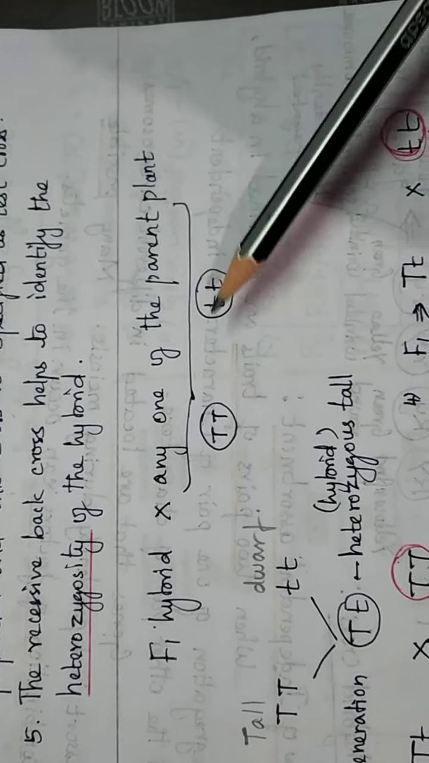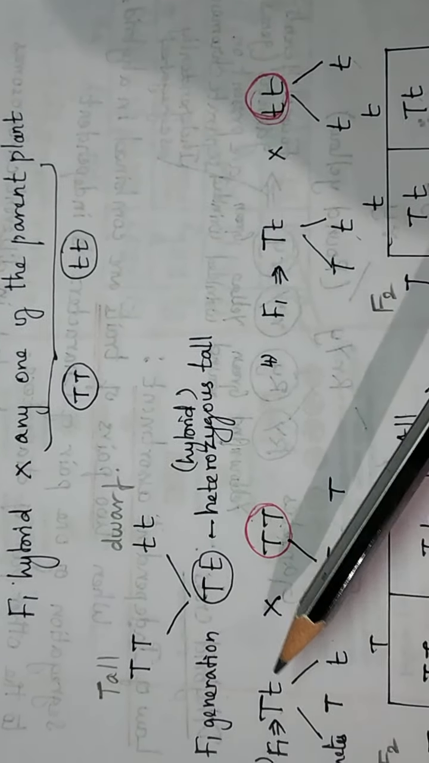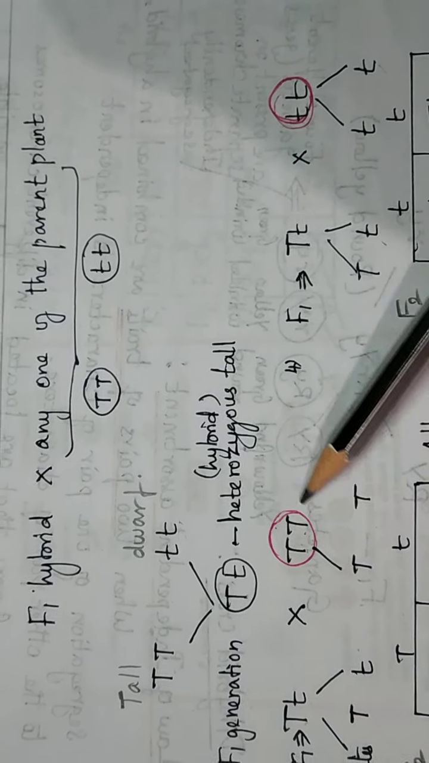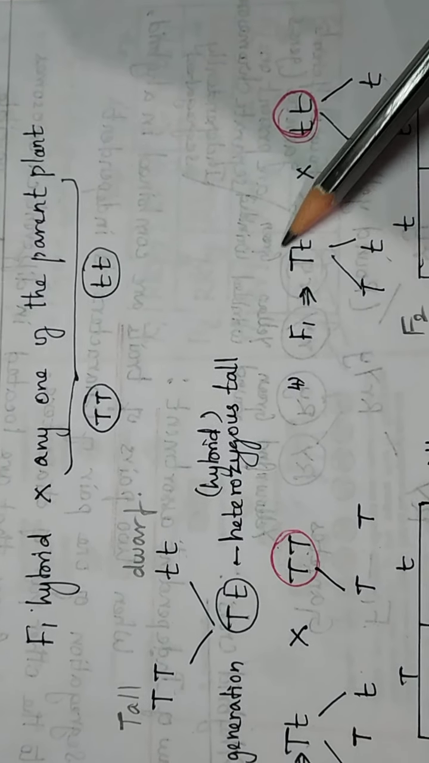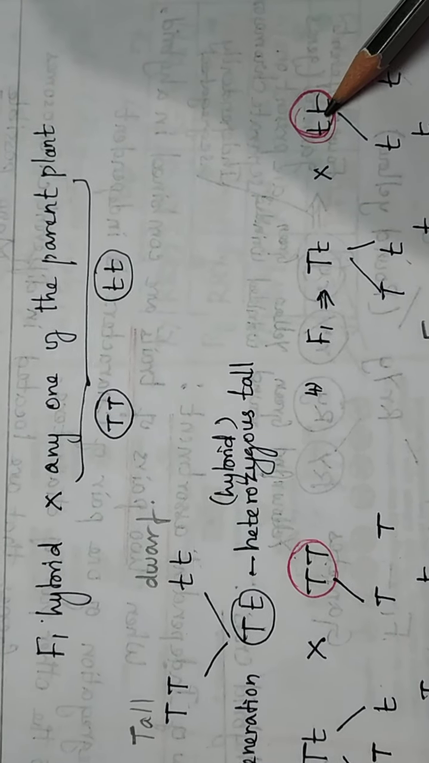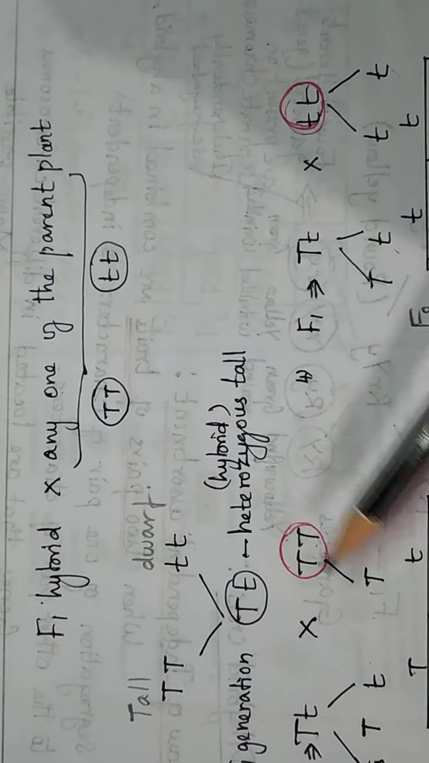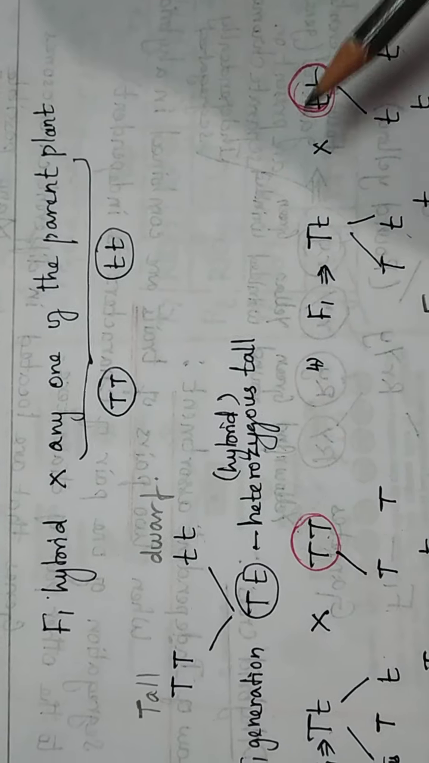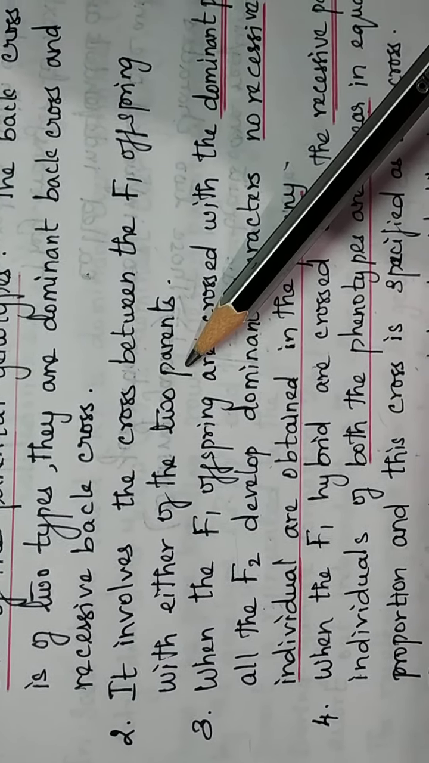Any one of the parents means it may be tall plants or dwarf plants. So any one of the parental genotypes means the heterozygous F1 generation is crossed with a dominant parent, or the F1 generation of heterozygous tall plants is crossed with a recessive parent. So a backcross is a cross in which the F1 hybrid is crossed with any one of the parents. It may be homozygous tall or heterozygous tall. It involves the cross between F1 offspring and either of the two parents.